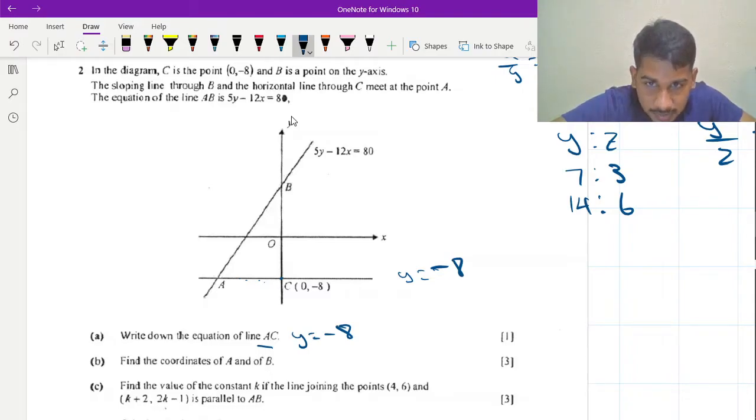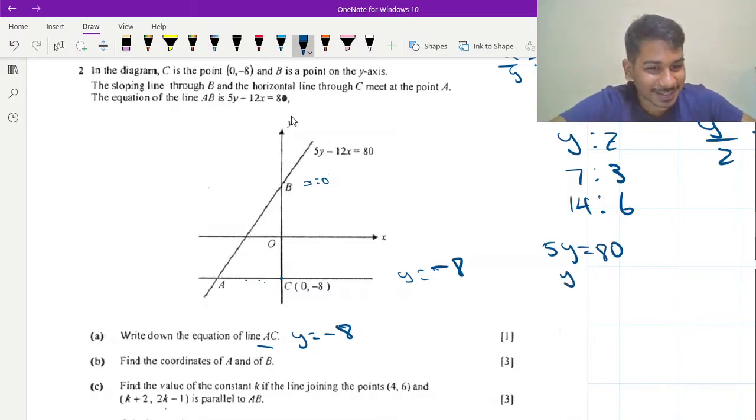Yeah, because basically this is where x is equal to 0. So when x is equal to 0, 5y is equal to 80. Yeah, I think 80 is better now. And then divided by 5 is going to be 16, right? Yeah. And then what else is there? So B is going to be (0, 16).